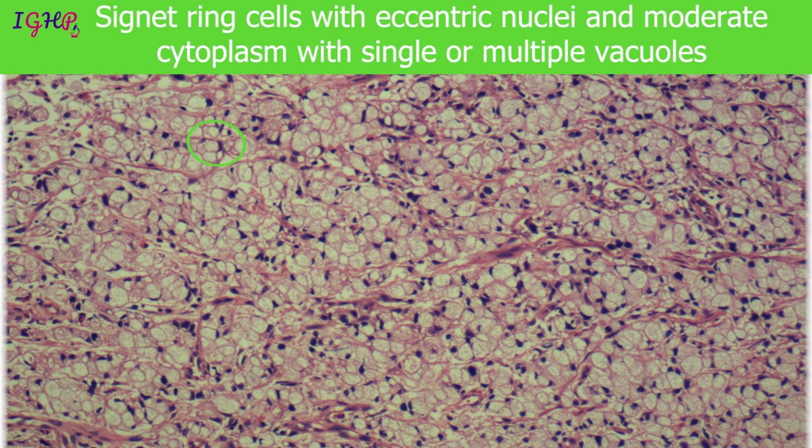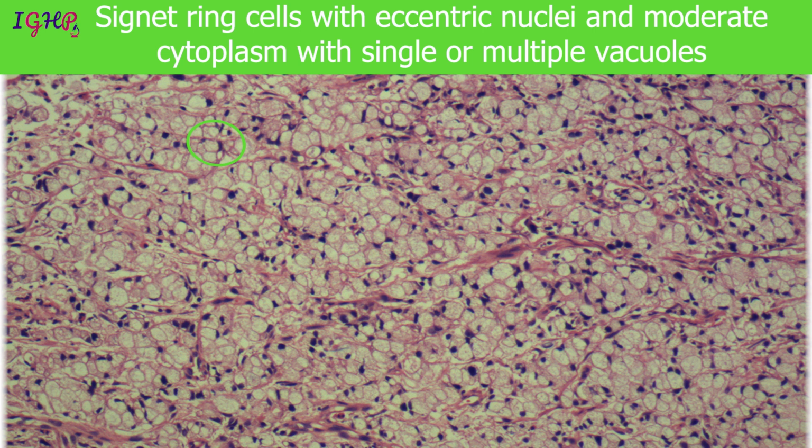Now here again, this is a classical feature that we describe on histology. This is a signet ring appearance, and how do we say so? The nucleus here is pushed to the periphery, the nucleus is eccentric. The cytoplasm is distended by a vacuole. Sometimes it could be a single vacuole, but at times you could find two or three vacuoles.